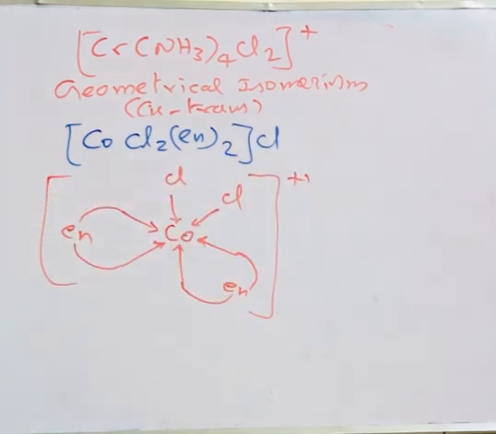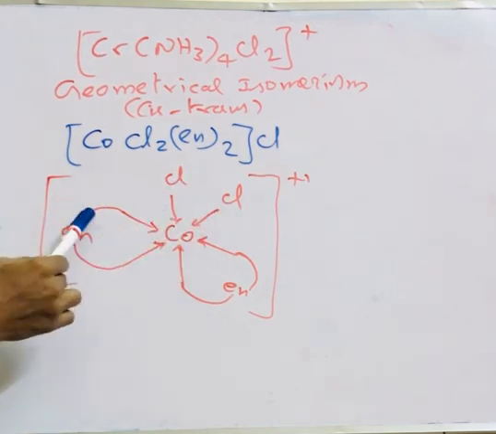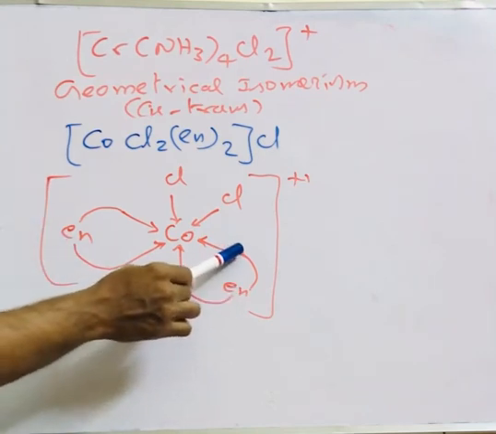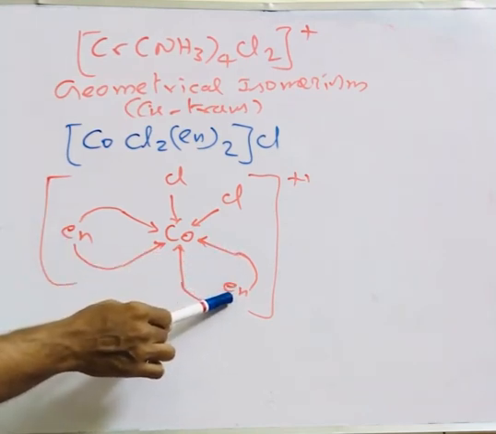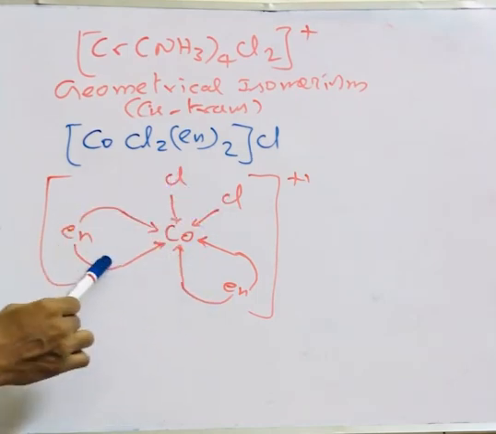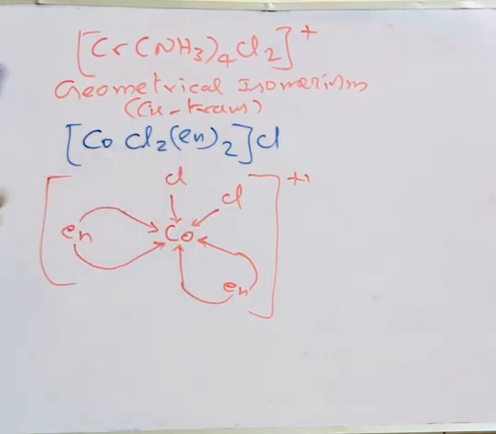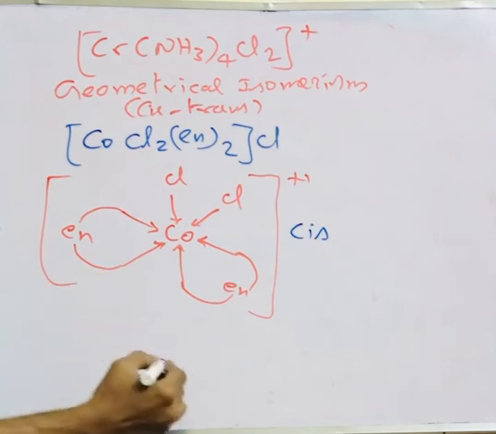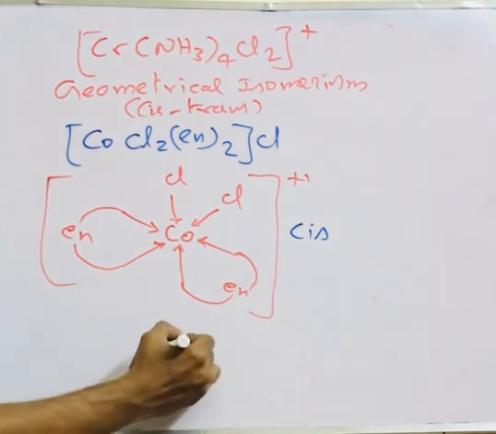So this is the complex ion Co Cl2 En2, one En, another En. But each En will take two positions because it is a didentate ligand. If you can see, both Cls are on the same side, or both Ens are on the same side. So this is called cis form.